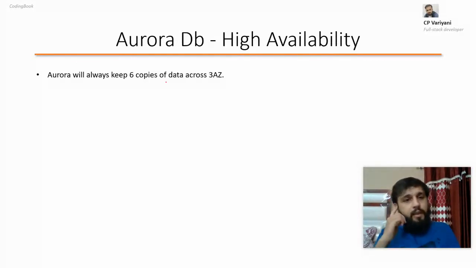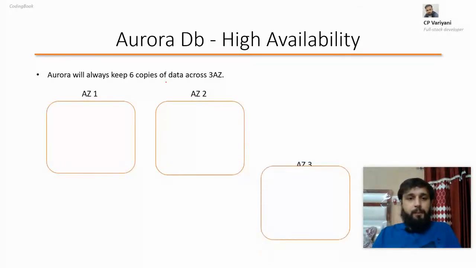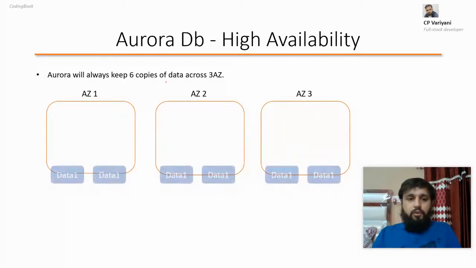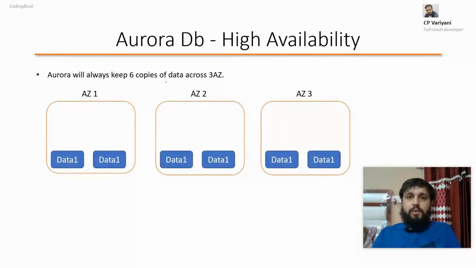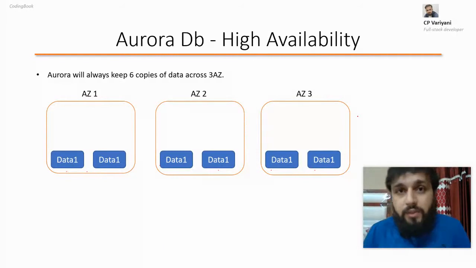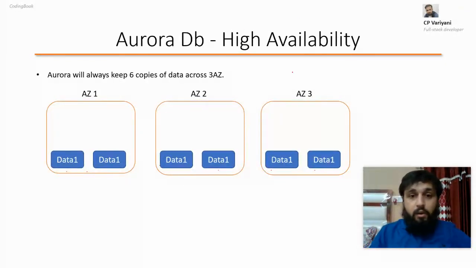high availability. Aurora will always keep six copies of data across 3 AZs. I have explained that you should go for a region which provides at least 3 availability zones. Why? Because when your user inserts one piece of data in your database, in the backend Aurora DB keeps 6 copies of your data in 3 different availability zones. So if you have chosen a region which does not have 3 availability zones, then you will not benefit, right? That's the recommendation.